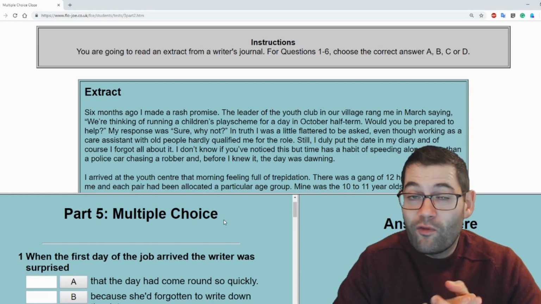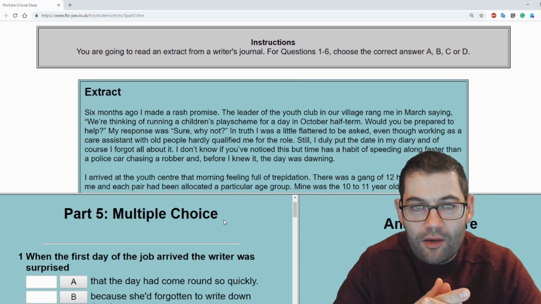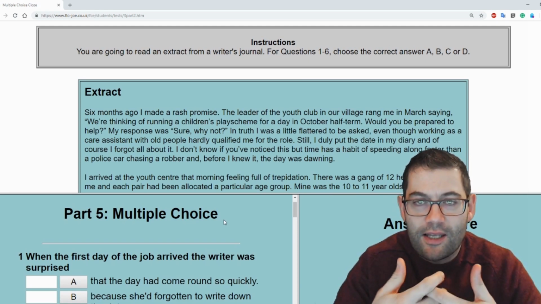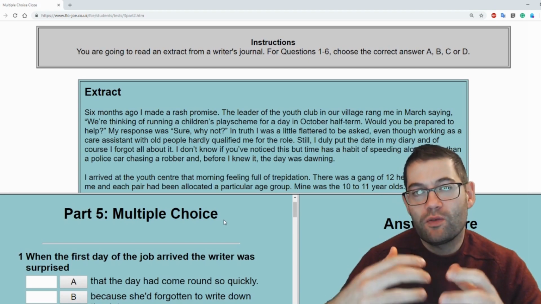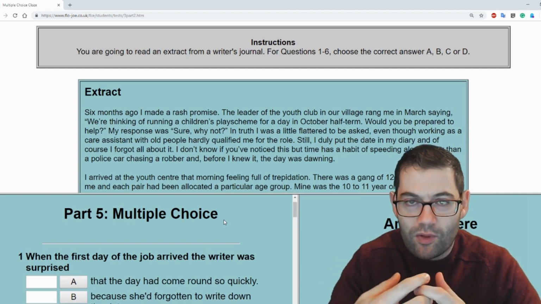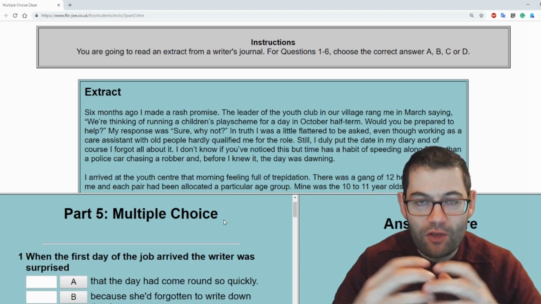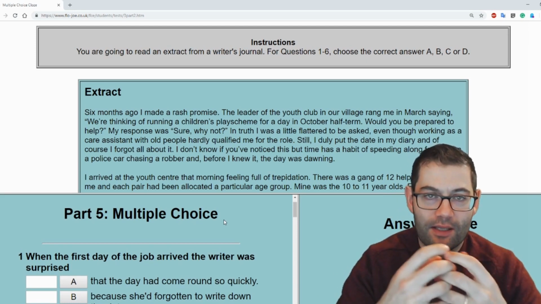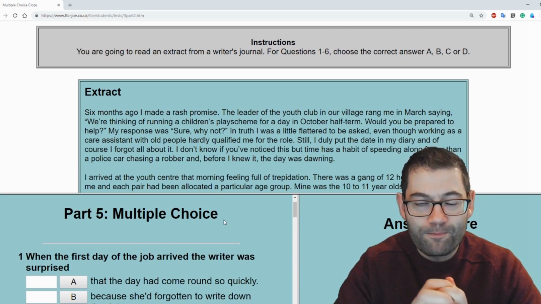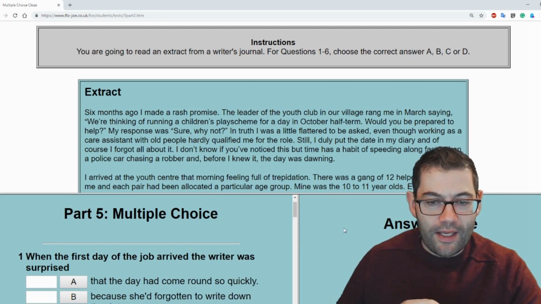So a few notes before we start. Part 5 is a multiple choice question. Choose the correct answer that you believe it to be, and you're looking for vocabulary links not just between the 4 answers that you're given, but also in the question text as well. So you're always finding that clear vocabulary link that connects the answer to the text. So let's have a look at question number 1 and find out what it is.